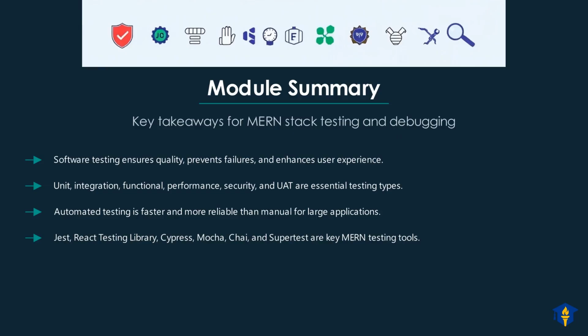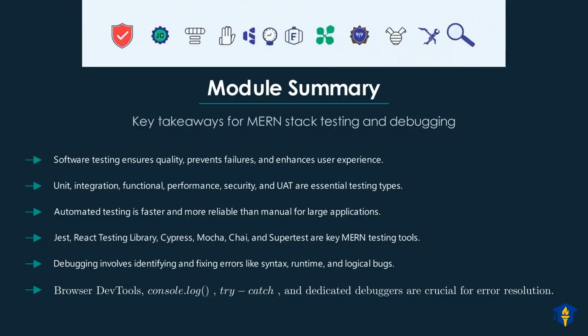Jest, React Testing Library, Cypress, Mocha, Chai, and Supertest are key MERN testing tools. Debugging involves identifying and fixing various errors, including syntax, runtime, and logical bugs. Browser developer tools, console.log, try-catch, and dedicated debuggers are crucial for error resolution.